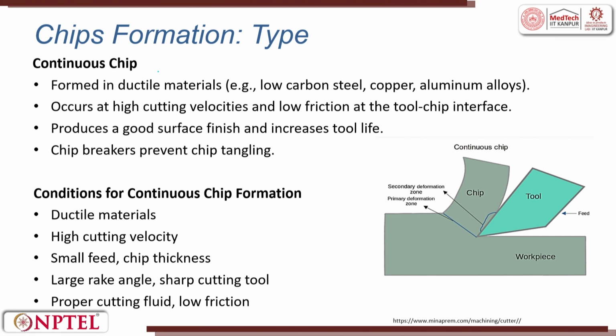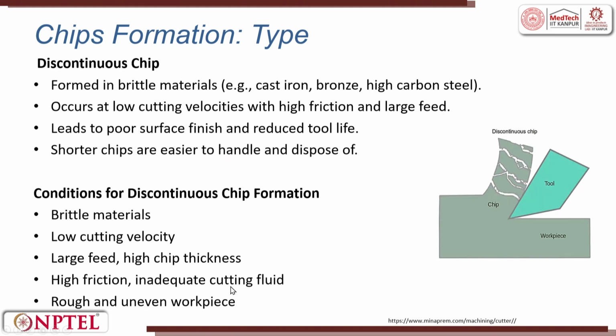A continuous chip is formed in ductile materials like low carbon steel, copper, aluminum alloy, and occurs at high cutting velocity. What is high cutting velocity? Pi d n. Low friction between the tool and the chip leads to it. It produces a very good surface finish. The force is less, power is less. A chip breaker prevents chip entanglement. The conditions for continuous chip formation are: ductile material, high cutting velocity, smaller feed rates and smaller chip thickness, larger rake angle, positive rake angle, sharp cutting edge, and proper choice of cutting fluid and lubricant.